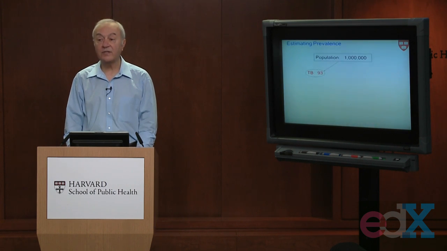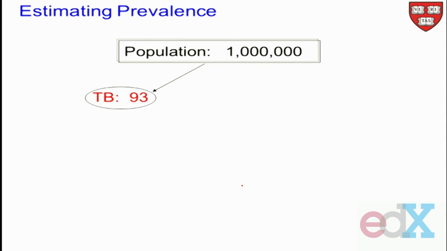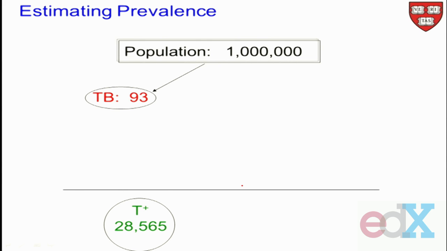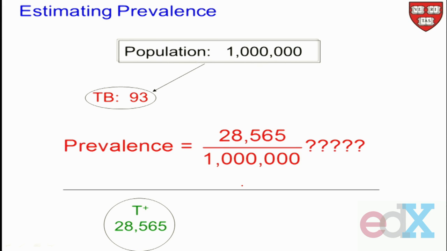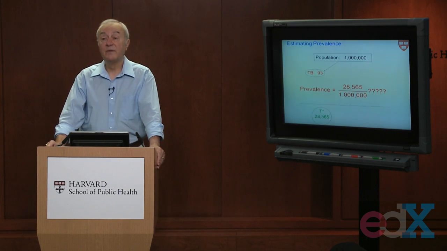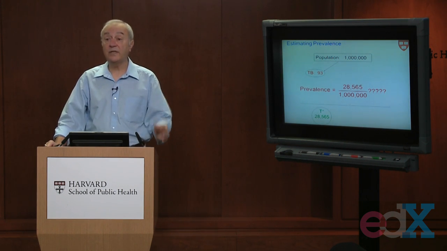So let's continue with our example where we had a population of 1 million and 93 we said actually have the TB, but 28,565 tested positive. Do we estimate the prevalence by taking 28,565 and dividing by 1,000,000? That is what we would do if we had a perfect test. We would just take a look at who tested positive and divide by the number tested, and that would be our estimate of the prevalence.